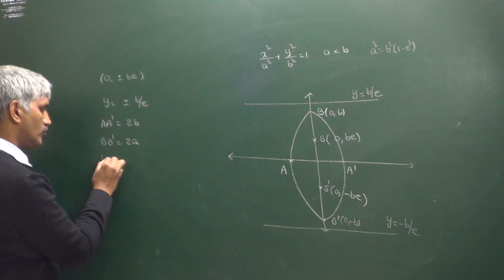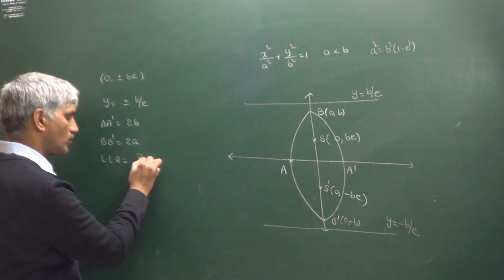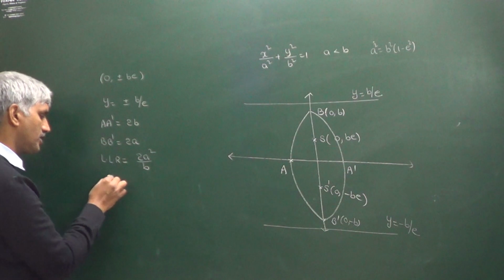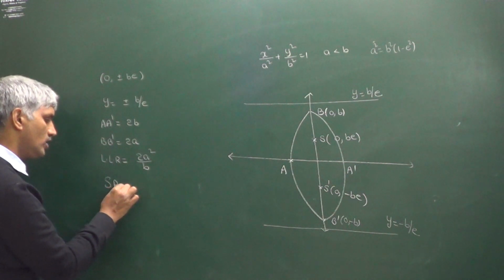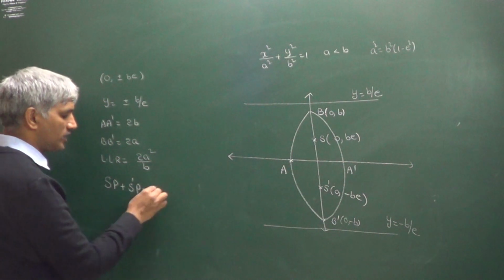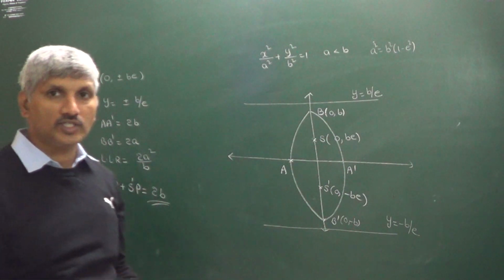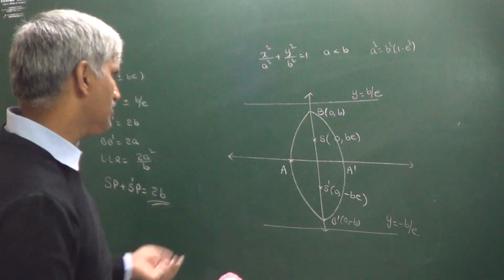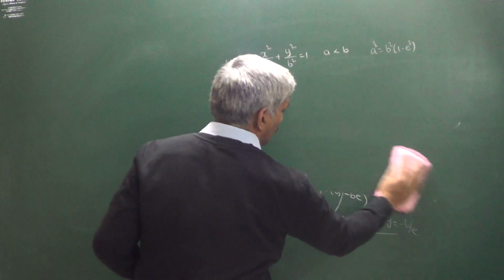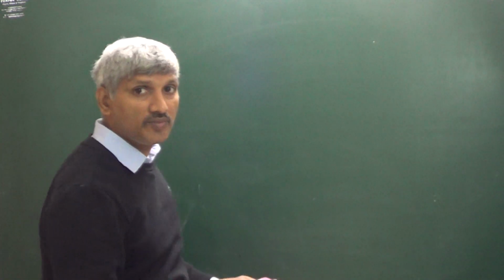At the same time, the length of the latus rectum we'll get is 2a square divided by b. And one more point, we discussed earlier also: SP plus S dash P, that means the sum of the focal distances, you will get here as 2b. So these are the points in case of an ellipse. The same type of discussion we can do for hyperbola also. Derivation of the hyperbola equation is also the same type.